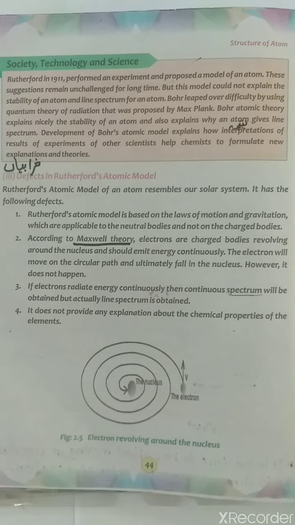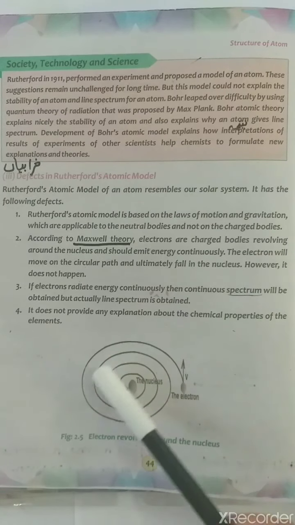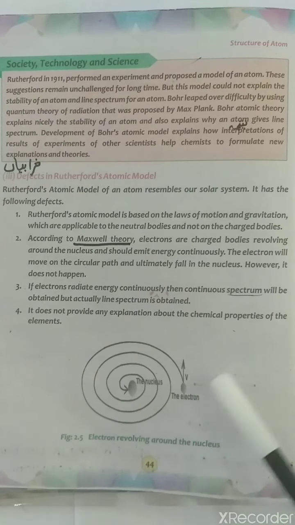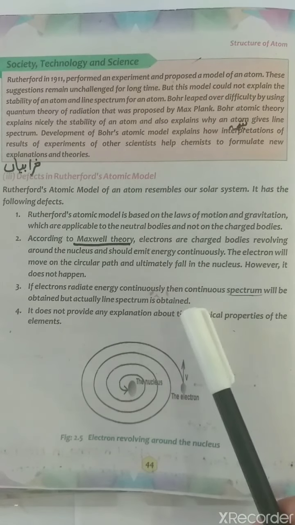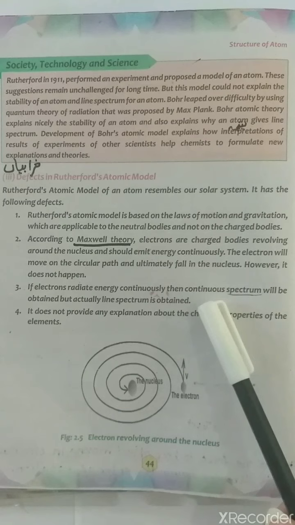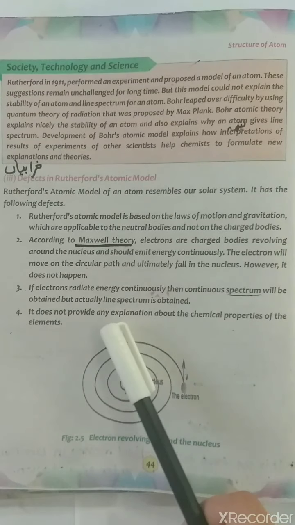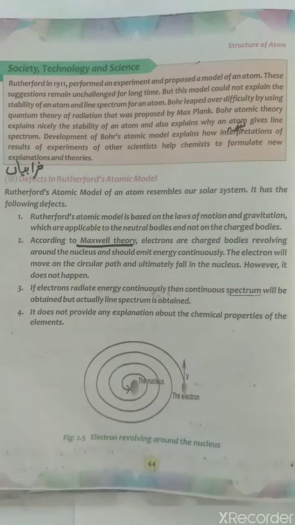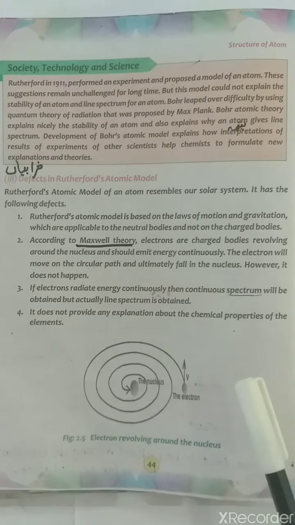So according to Rutherford, the electrons are revolving continuously and they are continuously releasing energy. So according to this, the spectrum that should be obtained would be the continuous spectrum. But actually, what do we get? We get the line spectrum, which was the major drawback of Rutherford's atomic model.